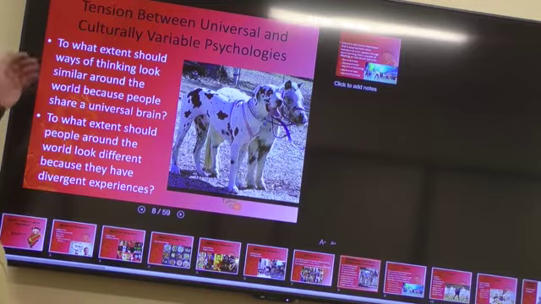To what extent should ways of thinking look similar around the world because people share a universal brain? All humans today are very close to each other. Despite the fact that we don't look the same, we don't act the same, our brains are put together almost identically, as weird as that may seem.